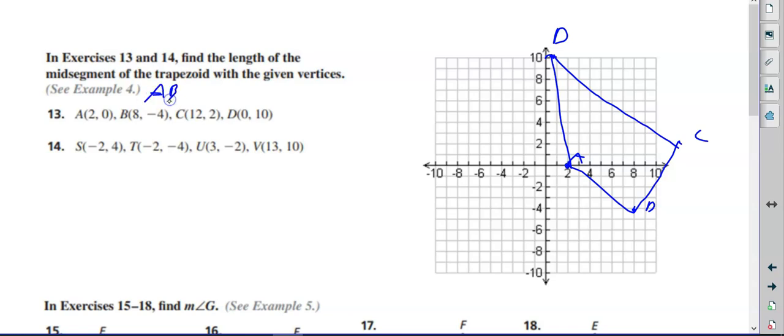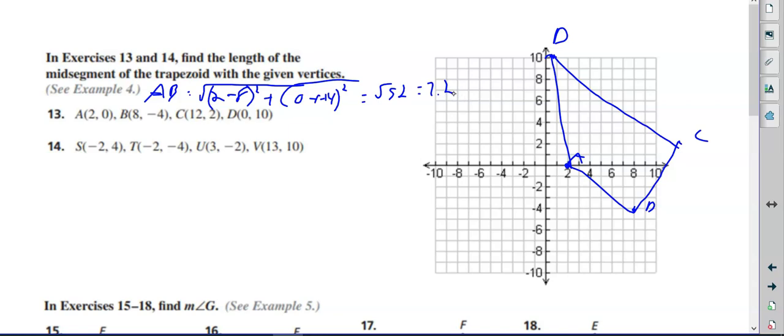So AB, the distance is going to be 2 minus 8 squared plus 12 minus, sorry, I'm going over the wrong one. 2 minus 8 and 0, careful, minus negative 4 squared. That becomes plus. 2 minus 8 is negative 6, but squared is 36. 4 squared is 16, so this is the square root of 52. And if we just put that in the calculator, the square root of 52 is about 7.2.